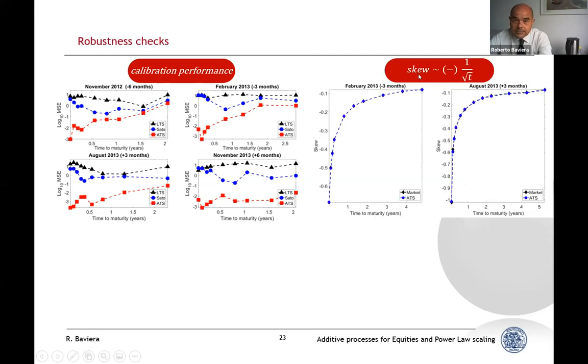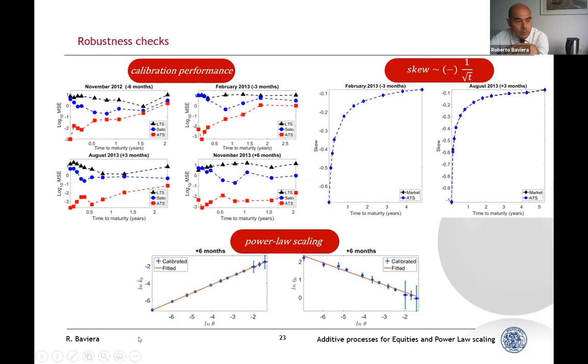What about the skew? And in all cases, here we represented the Eurostoxx case just 3 months before and 3 months after, but similar results are all in the other cases and can be found in the paper. We observe always this skew that scales 1/√T. And in all cases, we observe a power law scaling for both the K theta and the eta theta.